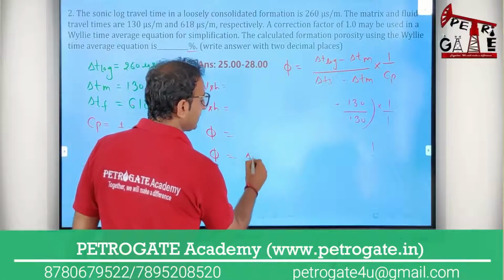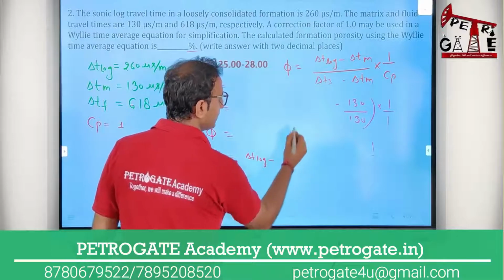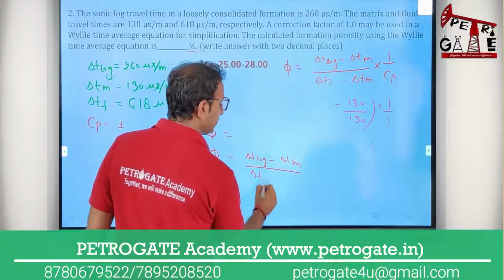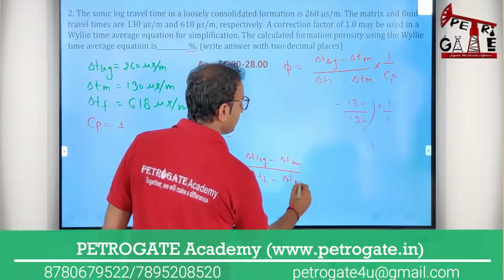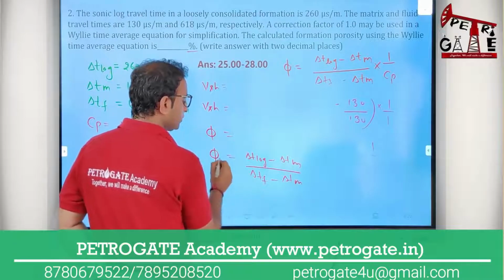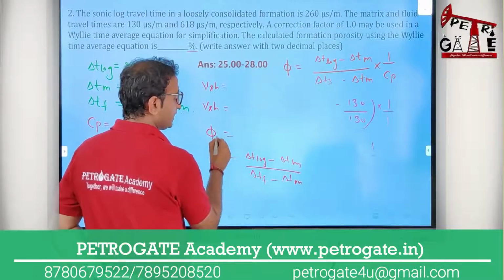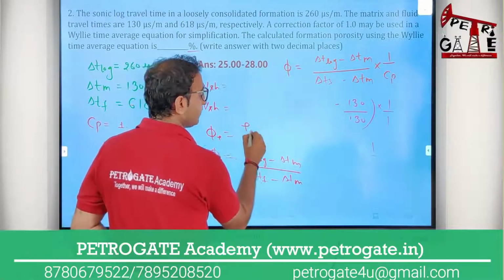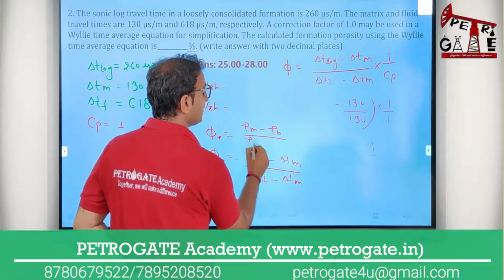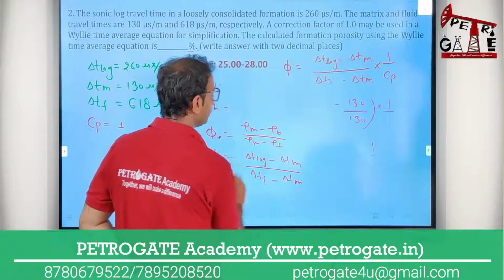सबसे पहले डेल्टा टी log, जो फॉर्मूला मैंने यहाँ पे लिखा है, डेल्टा टी मैट्रिक्स अपॉन डेल्टा टी फ्लूइड माइनस डेल्टा टी मैट्रिक्स. ओके, नो प्रॉब्लम. नेक्स्ट फॉर्मूला आई एम राइटिंग हियर फॉर दिस इज योर सोनिक log. This is your density log, means density of matrix minus density of bulk upon density of matrix minus density of fluid. No problem.